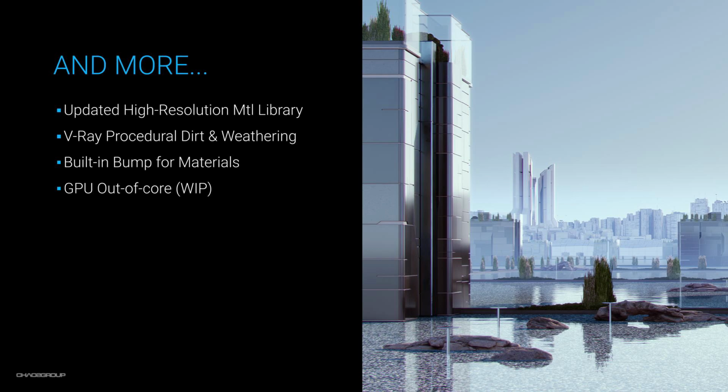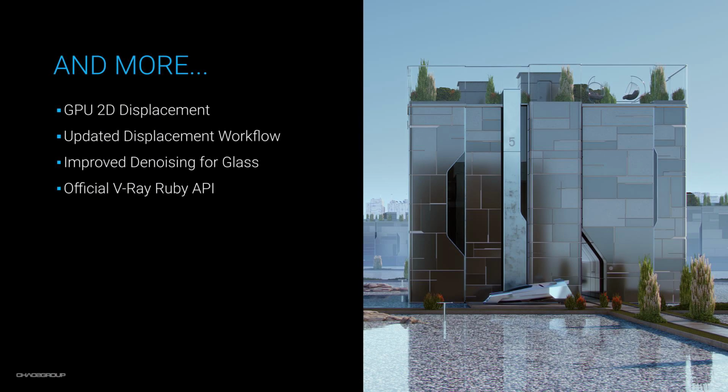We also now support an experimental out-of-core GPU render mode. This means you can render on GPU even if your scene exceeds your GPU VRAM limit. Note that since this is currently an experimental feature, this option is only available for CUDA-enabled GPUs and is not yet supported for RTX. 2D displacement is also now supported on GPU and offers an advantage in that it preserves all of the details in the displacement map, provided that the object has valid UV coordinates.